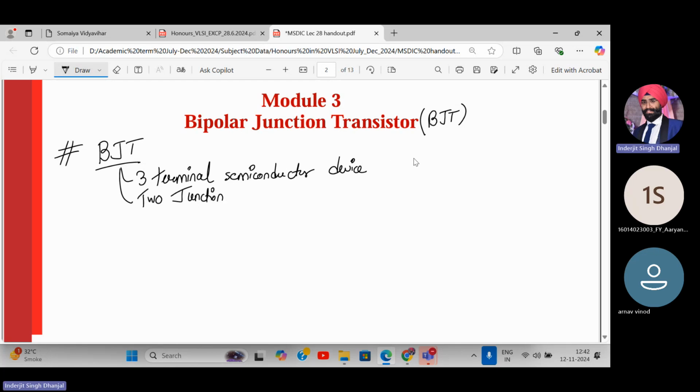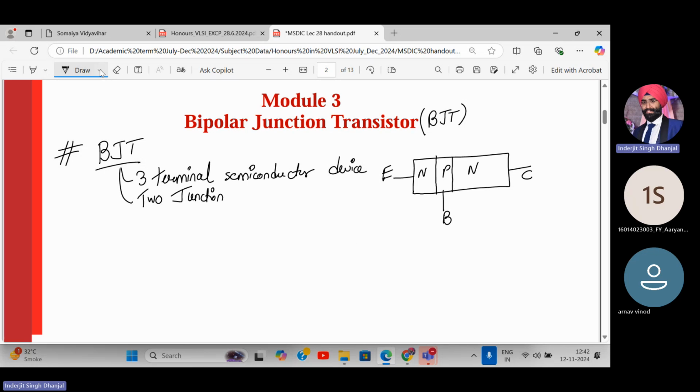Now, what are the three terminals? Can anyone tell me? Base, emitter, collector. Yes. So we have emitter, base, collector. Let me write it outside. This is emitter, base, and collector. They can be made up of NPN or PNP. Yes or no? So these are the three terminals.